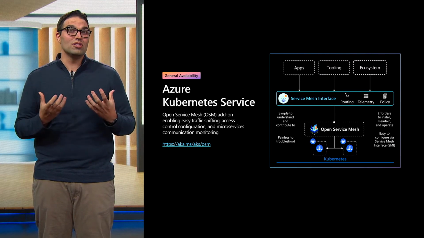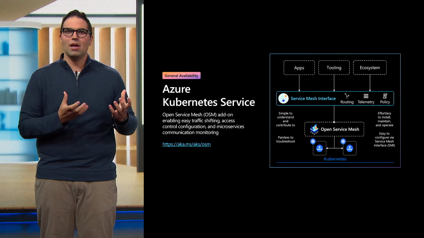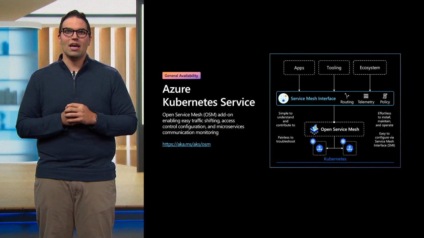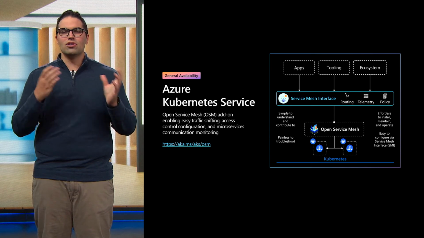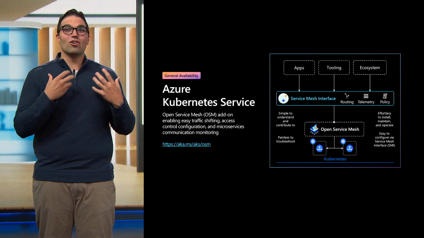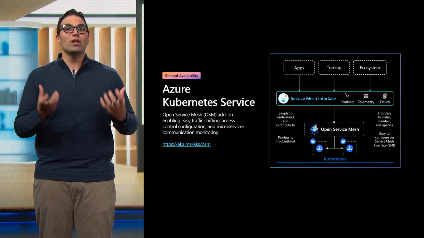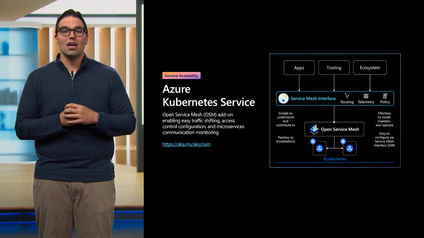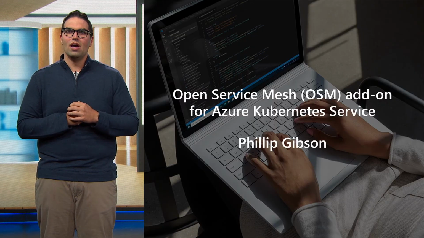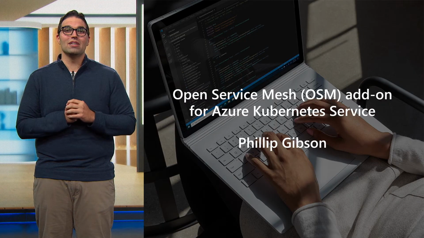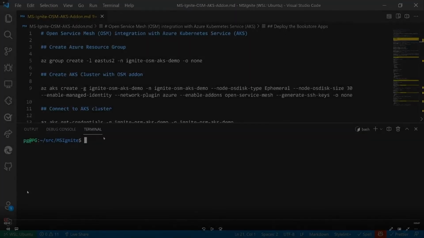Customers can use the service mesh capabilities from OSM integrated natively with AKS. You can manage configurations such as traffic shifting, enabling certificates and MTLS, configuring access control policies, and getting rich monitoring and debugging insights for how your applications are communicating across the different microservices. So to show you this powerful new capability, let me hand it over to Philip for an amazing demo.